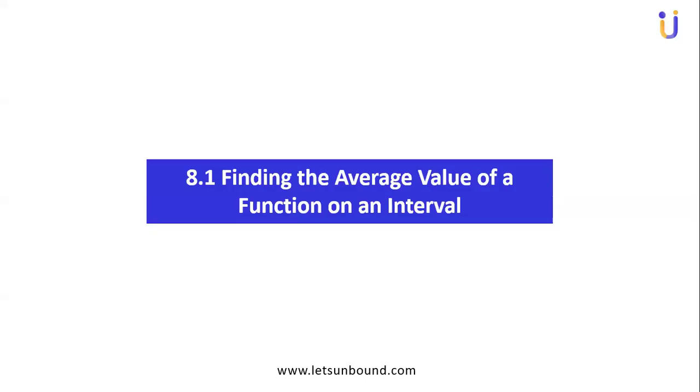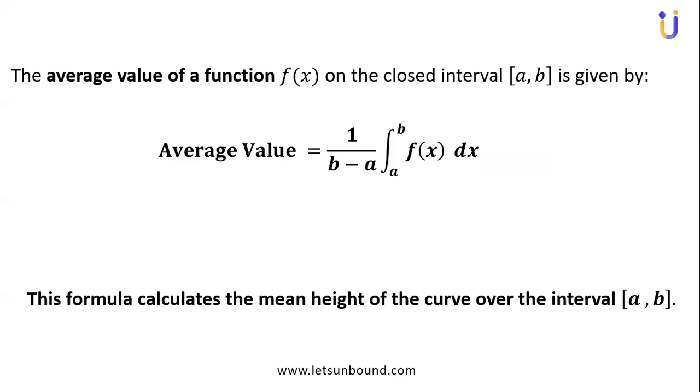So first, finding the average value of a function on an interval. Average, we know, right? Sum of the values divided by the number of values. So it's very similar to that, but how are we going to apply integration to this? Let's see. The average value of a function f of x on the closed interval a comma b is given by 1 over b minus a times the integral from a to b of f of x dx. And this is nothing but the mean height of the curve, right? So there is a curve, its height is differing throughout, but if there is a mean height, like if you're flattening this, what will be the height? If you suppress this, what will be the height? We are trying to find that.